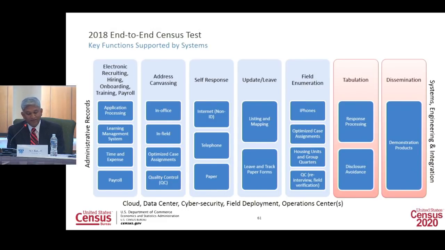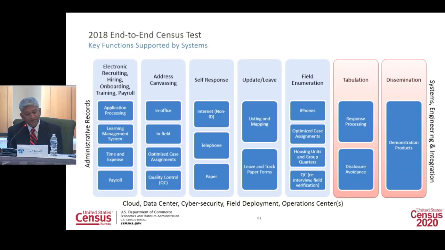This slide summarizes the key functions that are supported by systems as part of the 18 test. As mentioned earlier, we have response processing, tabulation, product creation, and dissemination remaining, along with the ongoing work for group quarters enumeration in the field. We're using a commercial cloud solution along with our data center. We established network and security operations centers. We made the utilization of administrative records possible.